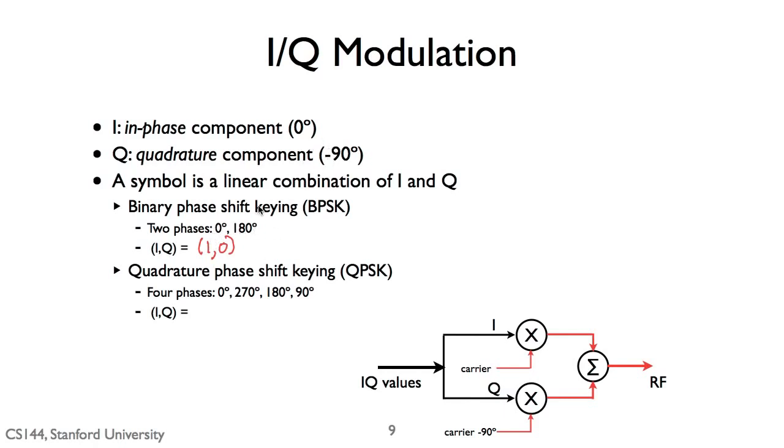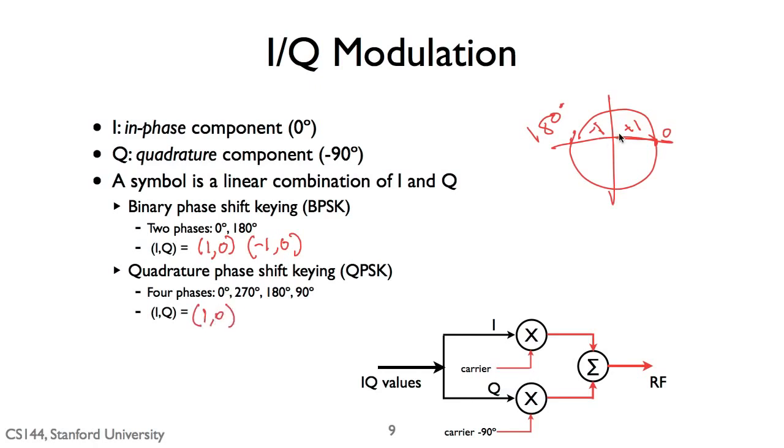For 180 degrees, well, that's the opposite of 0, right? If you were to think about it, on the unit circle, here's 0, here's 180 degrees. So just as here we had +1, here we're going to have -1. So -1, comma 0. For QPSK, we're going to have 4 phases. Let's say 0, 270, 180, and 90. So again, 0 is going to be 1, comma 0.